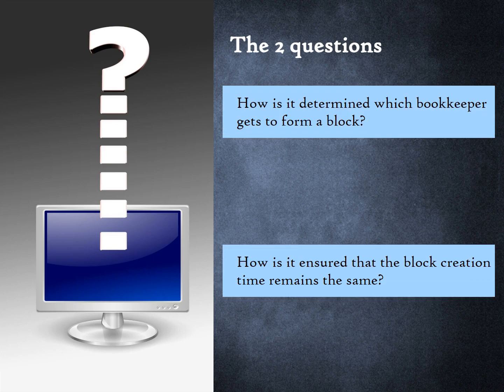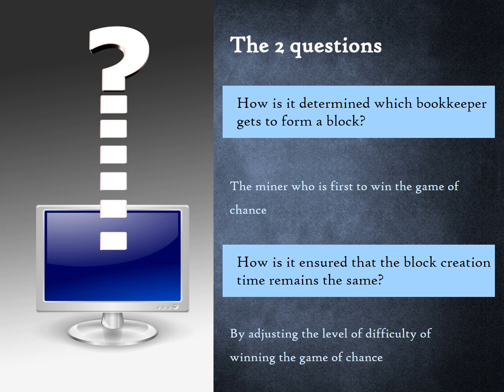Let us go back to the 2 questions we asked earlier. The first question was, how is it determined which bookkeeper gets to form a block? The answer is the miner who is first to win the game of chance. The second question was, how is it ensured that the block creation time remains the same? The answer is by adjusting the level of difficulty of winning the game of chance. This brings us to the end of this lesson. We will continue the discussion on mining in the next lesson.